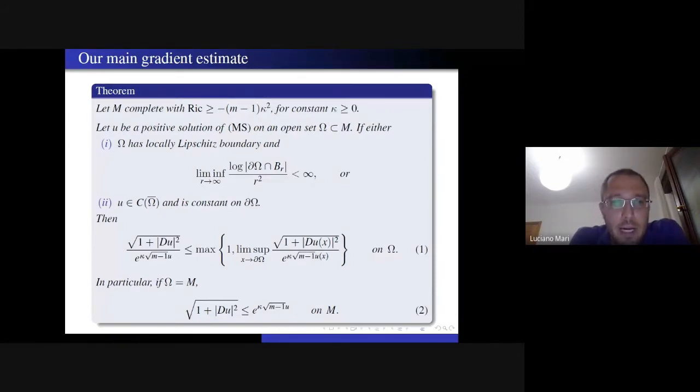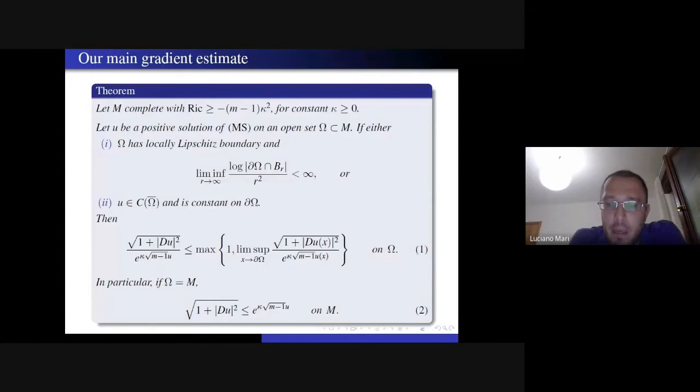Either u can be extended continuously on the boundary of omega and is constant on the boundary, which is a case that we will examine later. So this gradient estimate will be useful later. Or omega, the boundary of omega is not too messy.